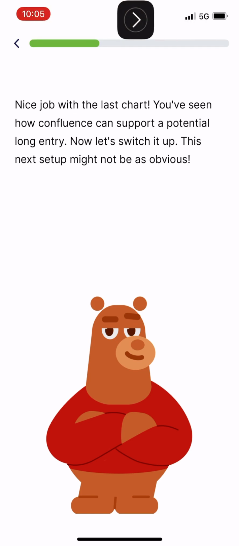Nice job with the last chart. You've seen how confluence can support a potential long entry. Now let's switch it up. This next setup might not be as obvious.